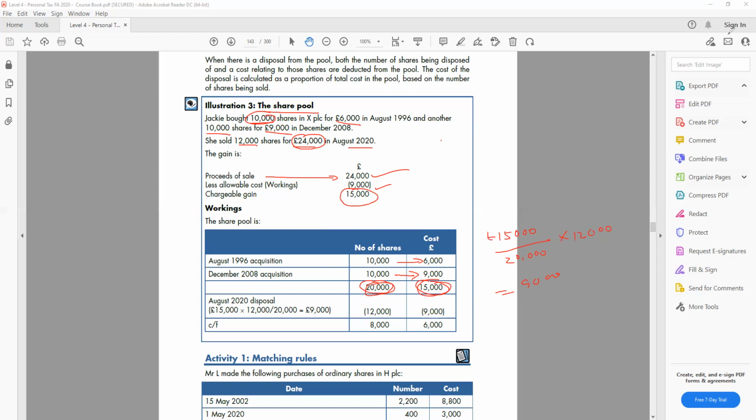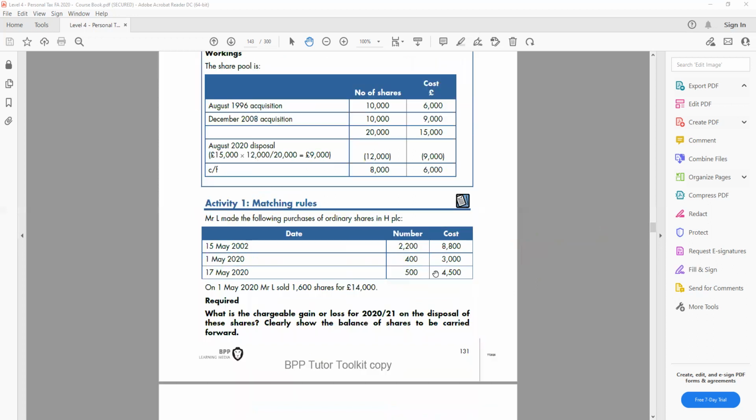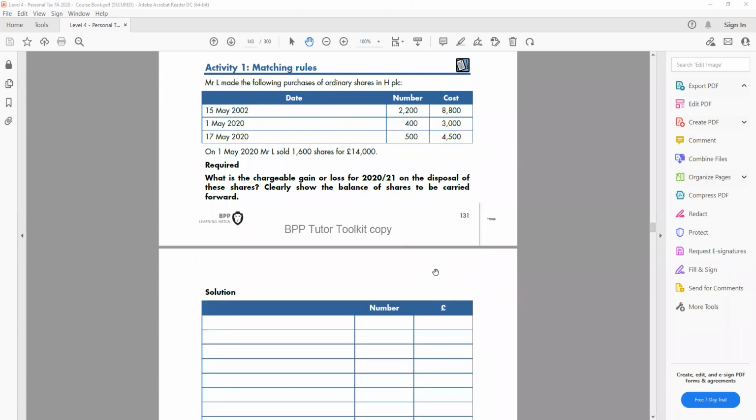All right, so let's do one question. Let's do one activity from here. Let's do activity 1. Mr. L made the following purchases of the ordinary shares in HPLC. Okay, so we have 15th of May, 2,200 shares, the cost is 8,800. Then we have 17th of May, 400 shares, 3,000, and 17th of May, 500 shares, 4,500.